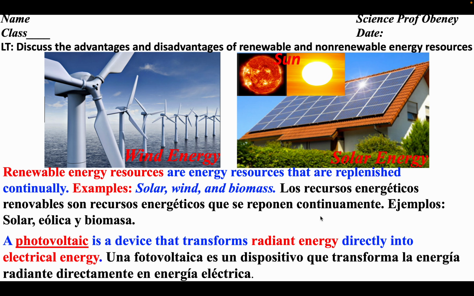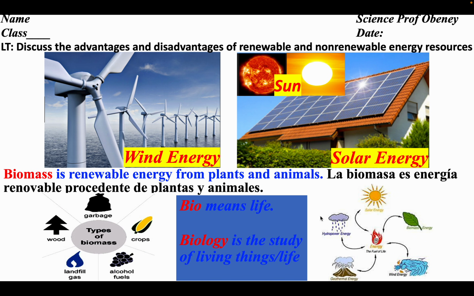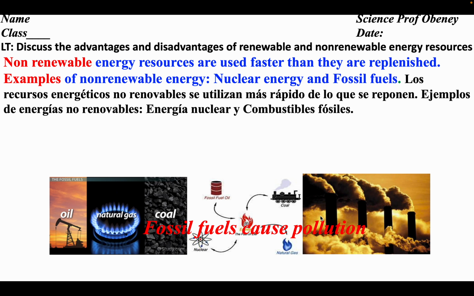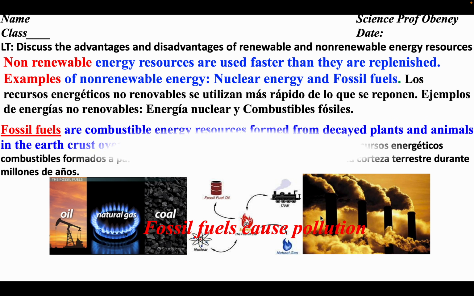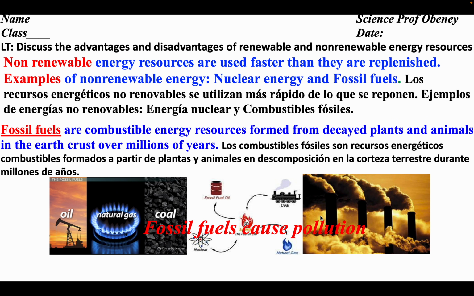The learning objective today is to discuss the advantages and disadvantages of renewable and non-renewable energy resources. Previously, we discussed that renewable energy resources are energy resources that are replenished continually. Examples are solar energy, wind energy, and biomass. And we also said that non-renewable energy resources are used faster than they are being replenished. Examples are nuclear energy and fossil fuel.